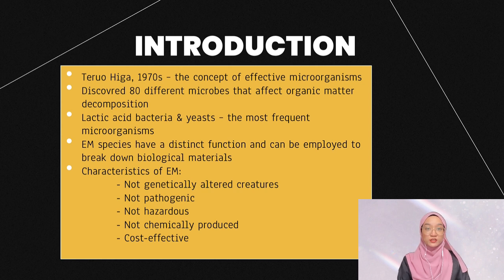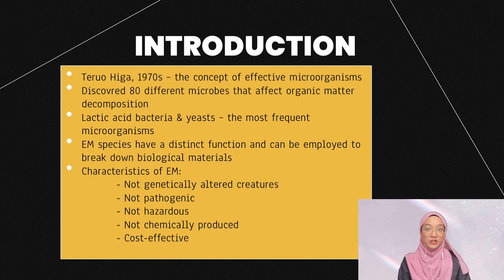Teruo Higa, a Japanese horticultural scientist at the University of the Ryukyus in Japan, pioneered the concept of effective microorganisms in the 1970s. He discovered that a mixture of roughly 80 different microbes can affect organic matter decomposition so that it returns to a process that promotes life. Lactic acid bacteria and yeast are the most frequent microorganisms, with a lower number of photosynthetic bacteria, actinomycetes, and other species. All of these are compatible with one another and can coexist in a liquid culture.